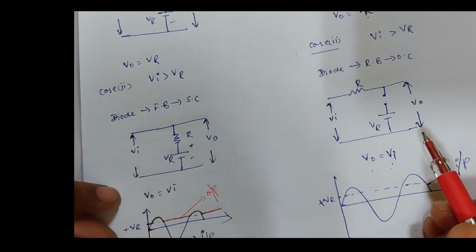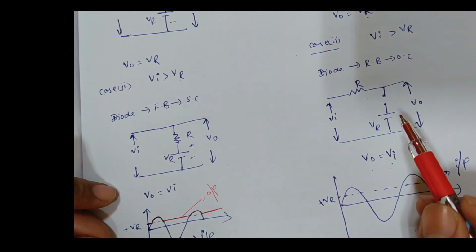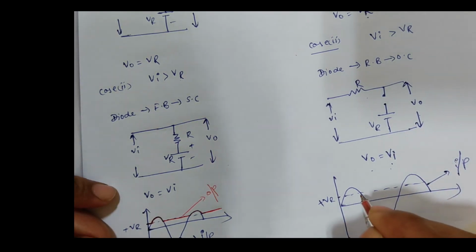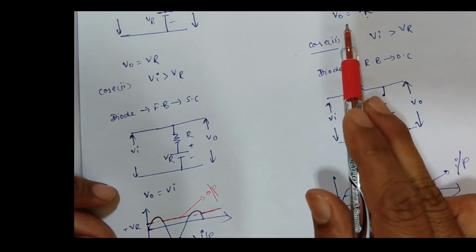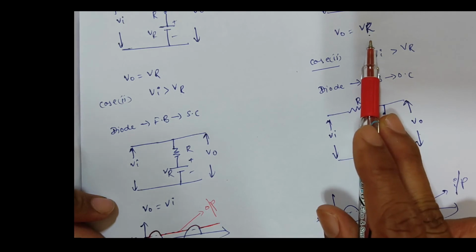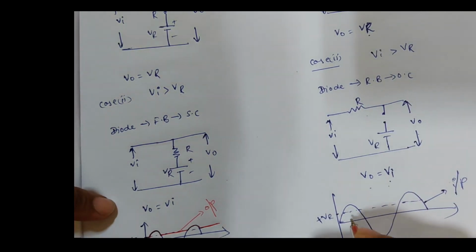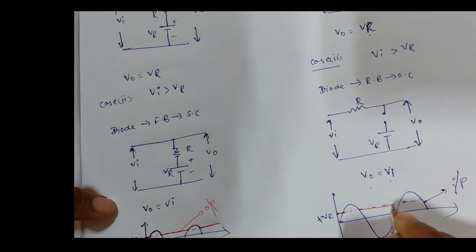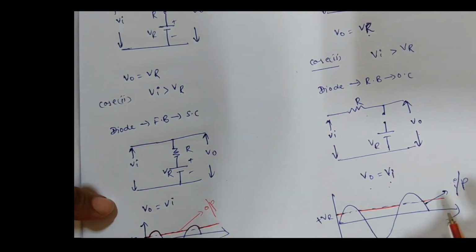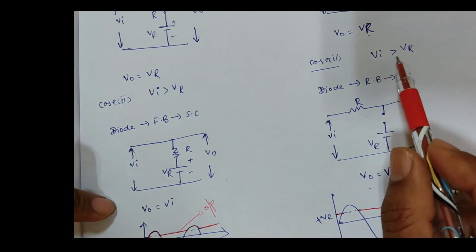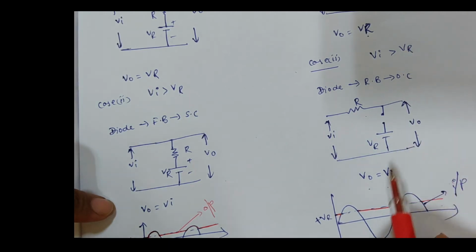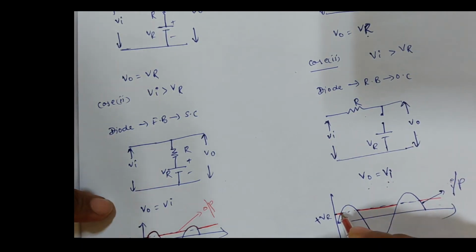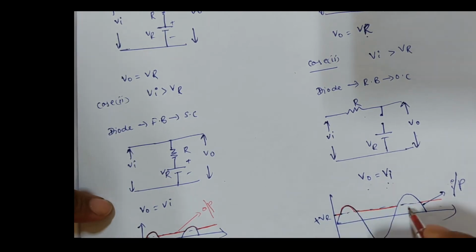So when the input voltage is less than the reference voltage, that means this part, what happens? V naught equals VR. So in this duration we can indicate only VR. Yes, when Vi is greater than VR, that means the input voltage is more than the reference voltage, then we can write output voltage equals input voltage only. So this is more than the VR, so we'll get this kind of output.